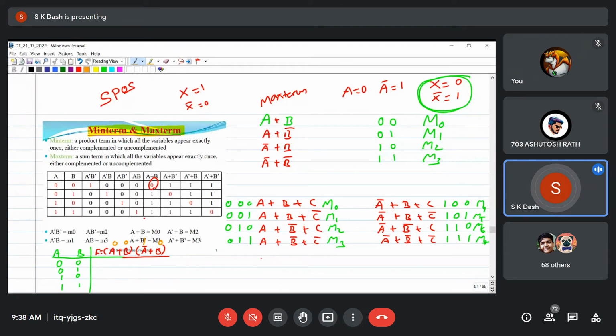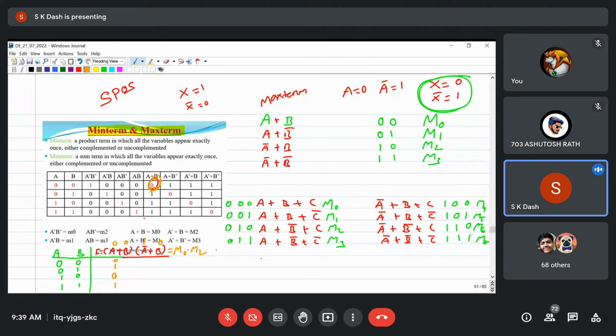When we are dealing with POS, we know that if any one input is 0, the output will be 0. For this A plus B, the output will be 0 for the double 0 combination. So this should be 0. The 1 0 combination should be 0. Other combinations should be 1. We can also write this as capital M0 dot capital M2.